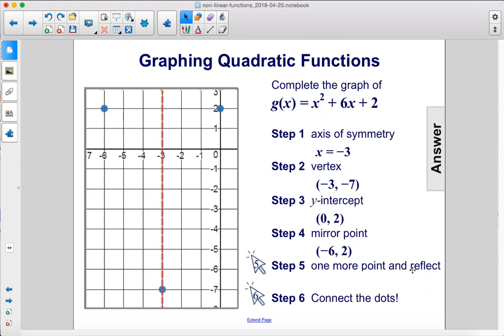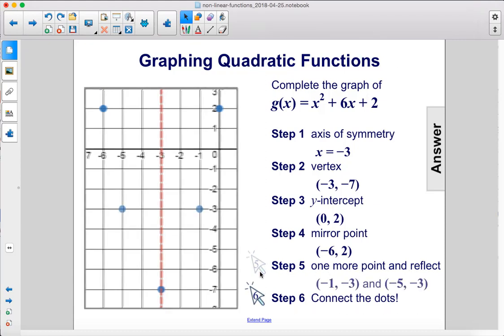Then one more point and reflect it. So we find the value at x equals negative 1, and by plugging it into the function, we get negative 3 as a result. So we plot the point negative 1, negative 3. Then we mirror the point over the axis of symmetry to the other side, and then we connect the dots.